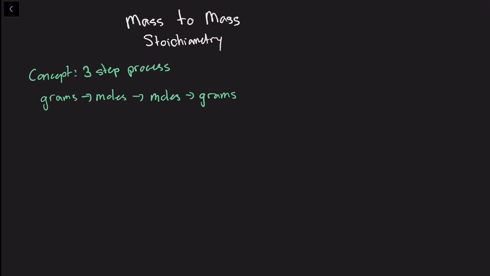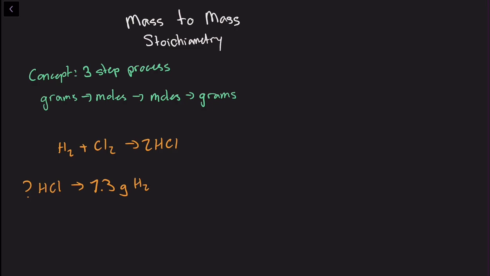So if we look at a first example and we want to apply this information, if we're given H2 plus Cl2 yields 2HCl, how many grams of HCl are produced with 7.3 grams of H2?